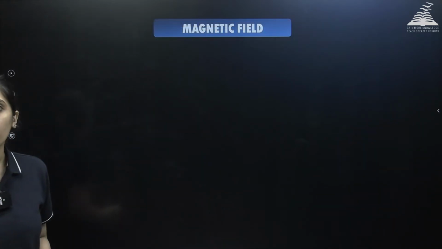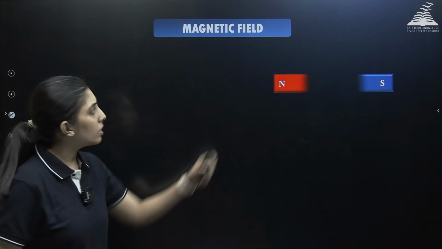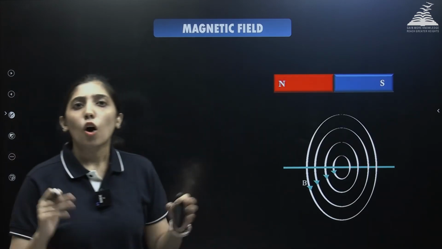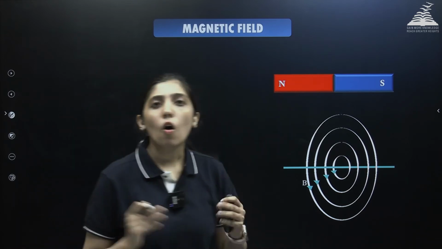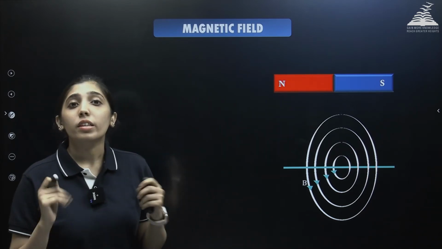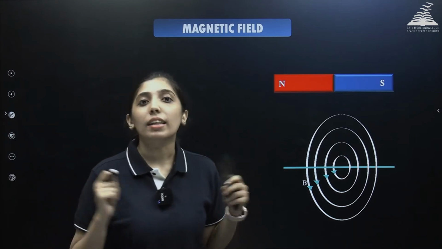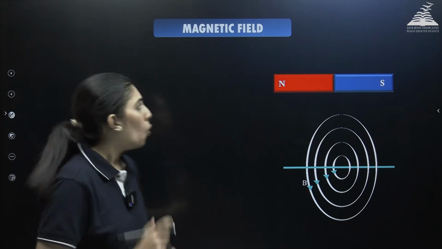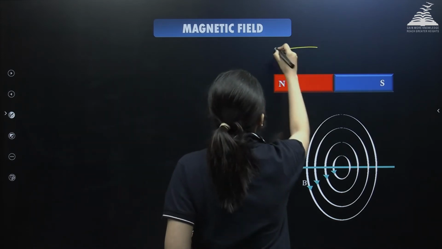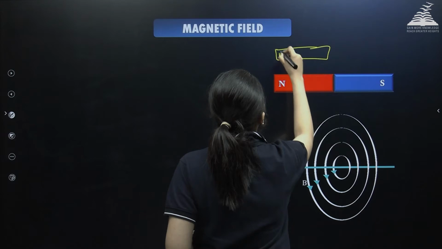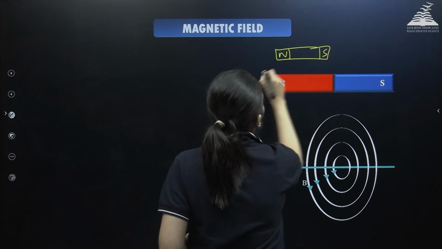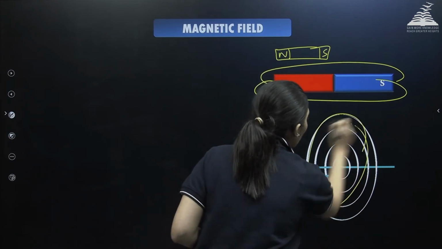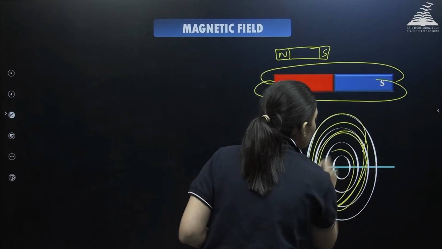So what is magnetic field? To define it, let's consider a bar magnet and a current carrying conductor. The space or the region around the magnet or a current carrying conductor which is experienced by other magnetic substances is called magnetic field. That is, when I get a magnet, there is magnetic field around this bar magnet and there is magnetic field around this current carrying conductor too.